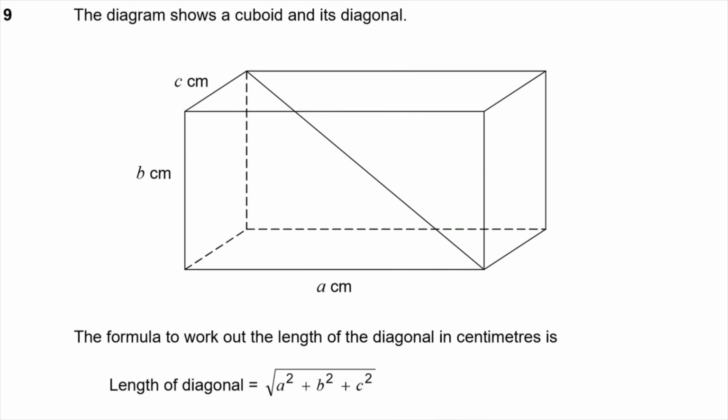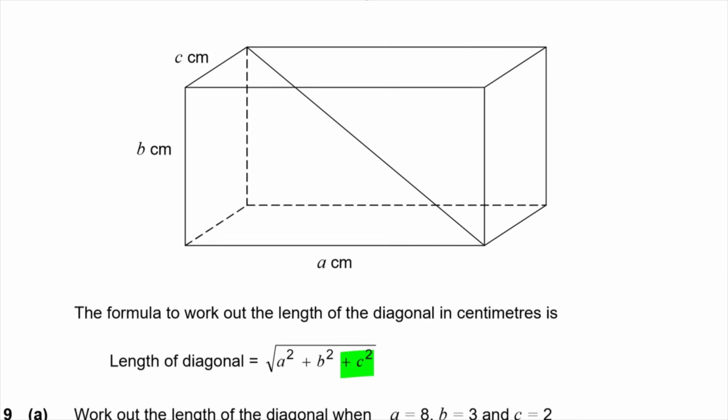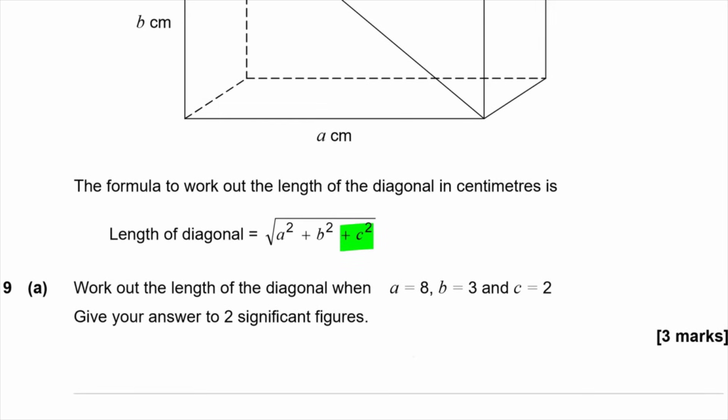The diagram shows a cuboid and its diagonal, and the formula to work out the length of the diagonal in centimeters is length of diagonal equals the root of a squared plus b squared plus c squared. This is one of those interesting extensions of Pythagoras theorem. So when you move from 2 to 3 dimensions, all you've got to do is add in your extra length to work out the length of the diagonal. Quite cool.